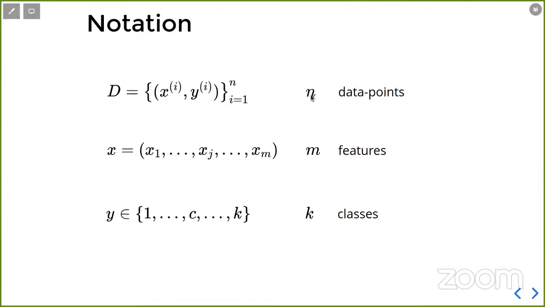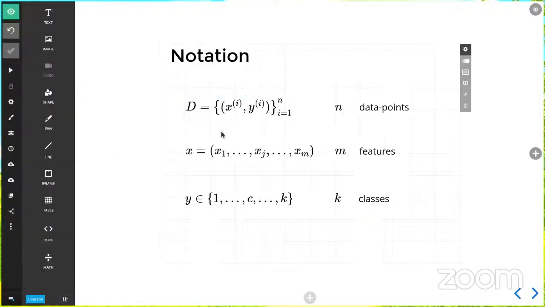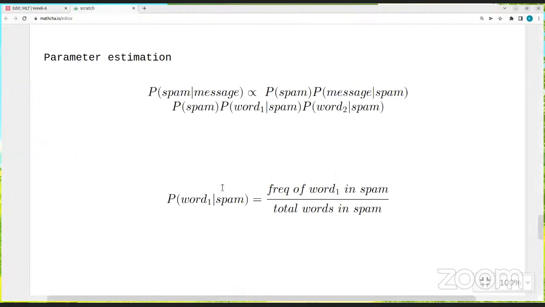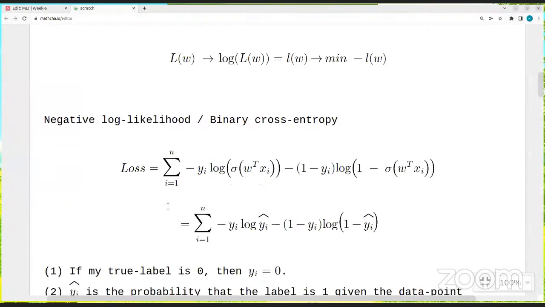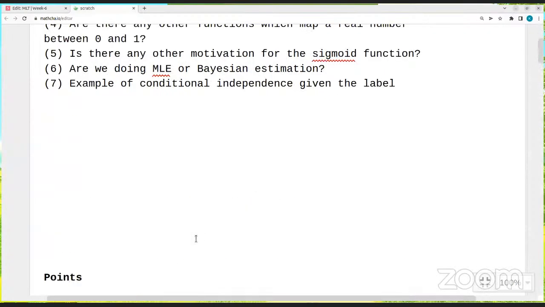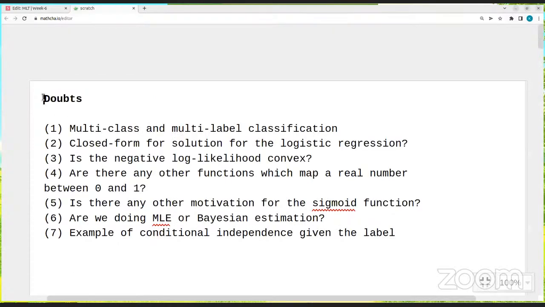So maybe in the 5 minutes that are remaining, what I want to do is, what problems do you all face with the, so these are all, I won't call them doubts, these are all some theory questions that we need to address.